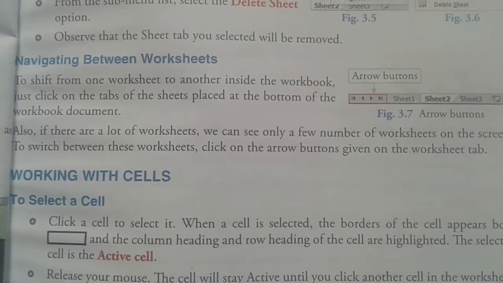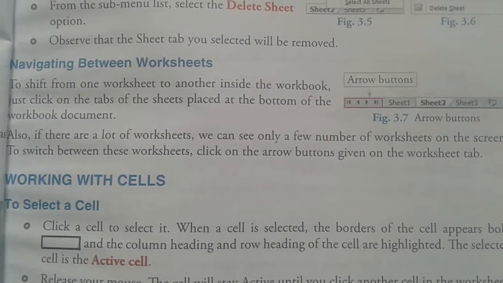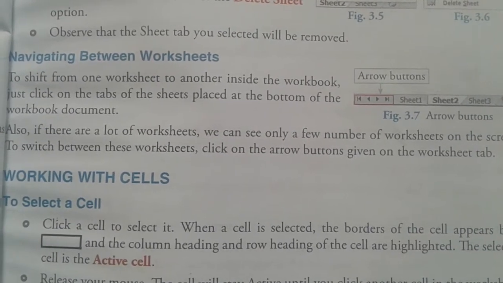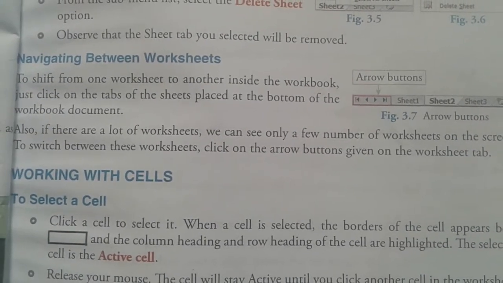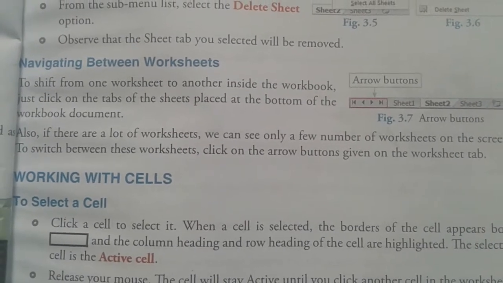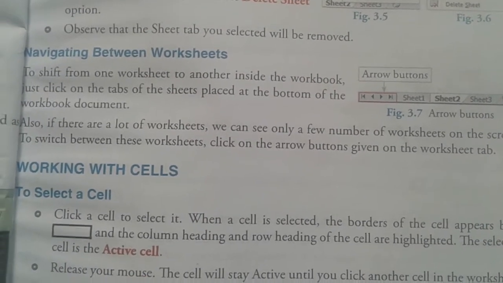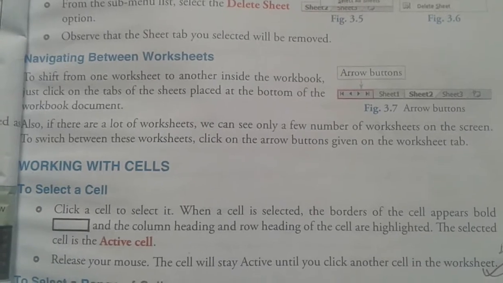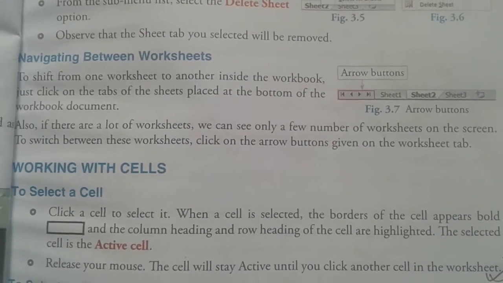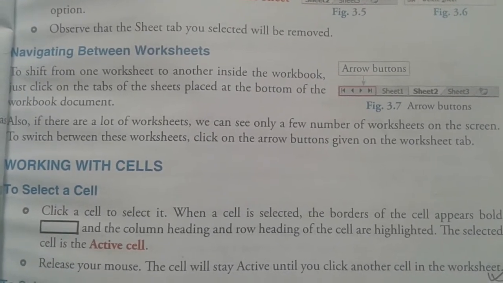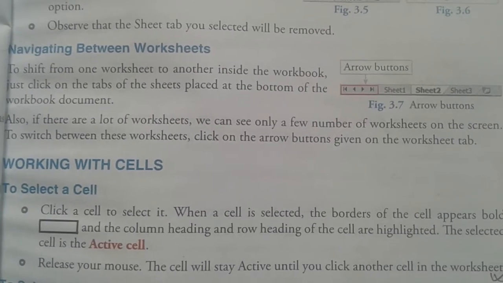Also, if there are a lot of worksheets, we can see only a few worksheets on the screen. To switch between these worksheets, click on the arrow buttons given on the worksheet tab. Yes, so the easiest option to view the worksheets is clicking on the worksheet tab.